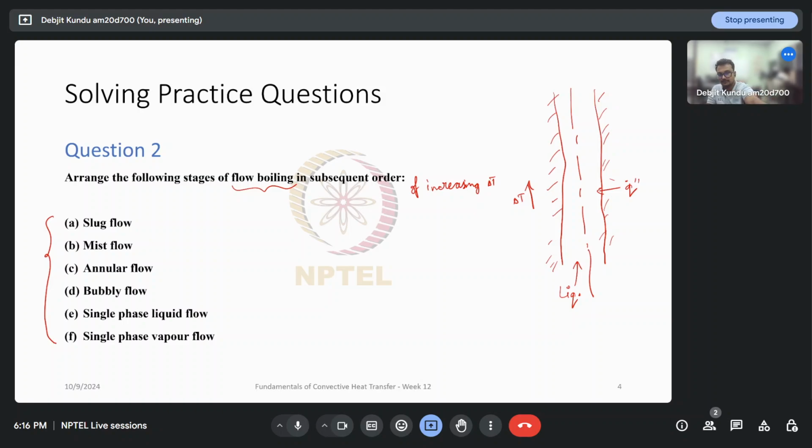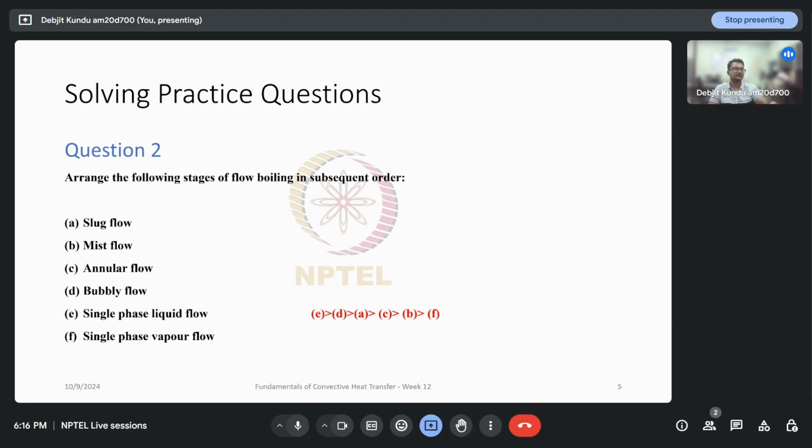So let's take a look at the solution. We have a solution here, but let's try to figure it out ourselves. So once again, I'll draw the figure a bit bigger this time. I have single phase liquid coming in through the bottom. So initially I will have entirely liquid here. So this is single phase liquid flow, which is option E.